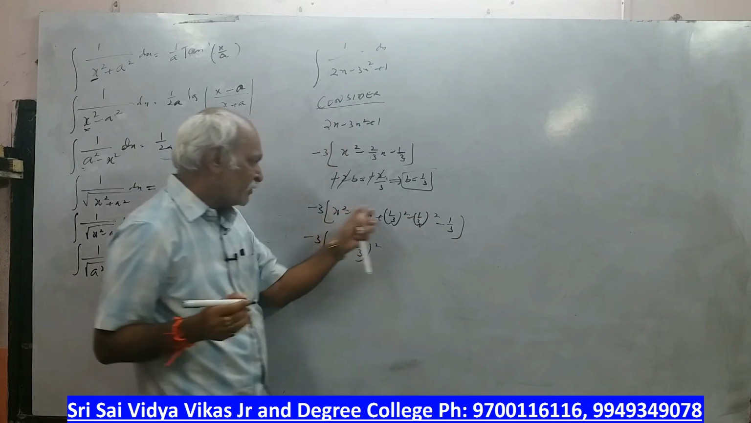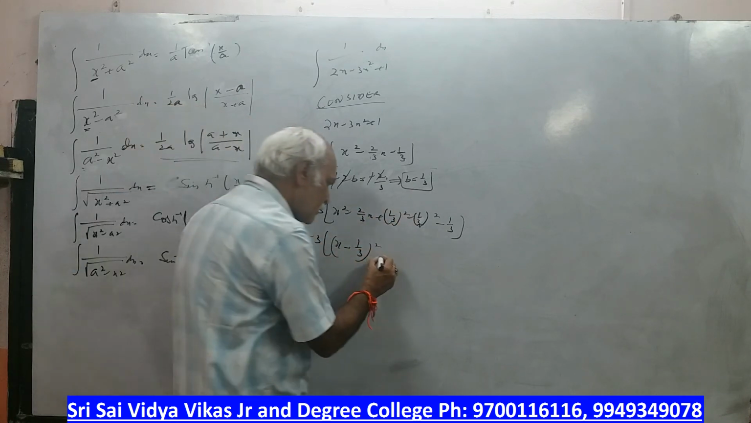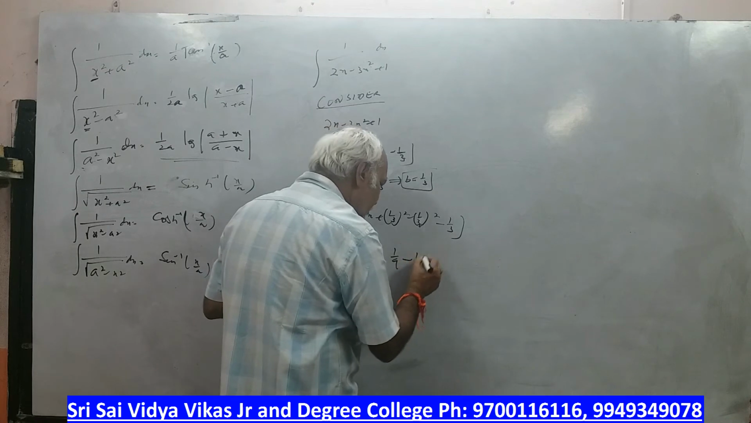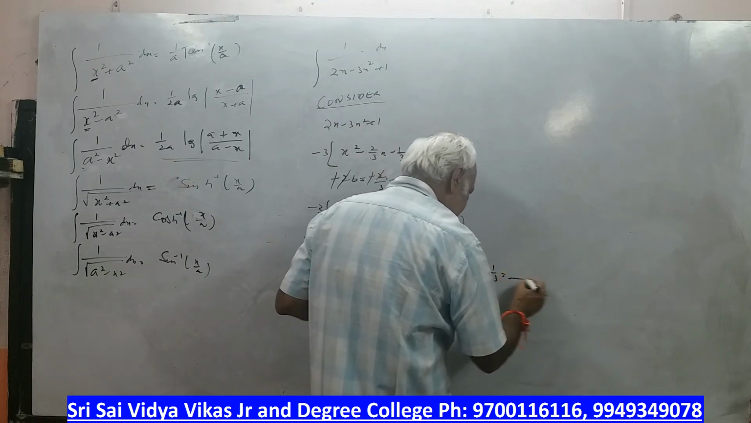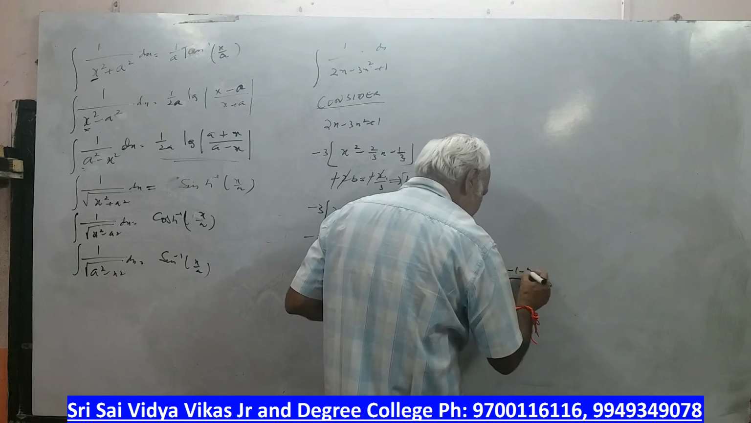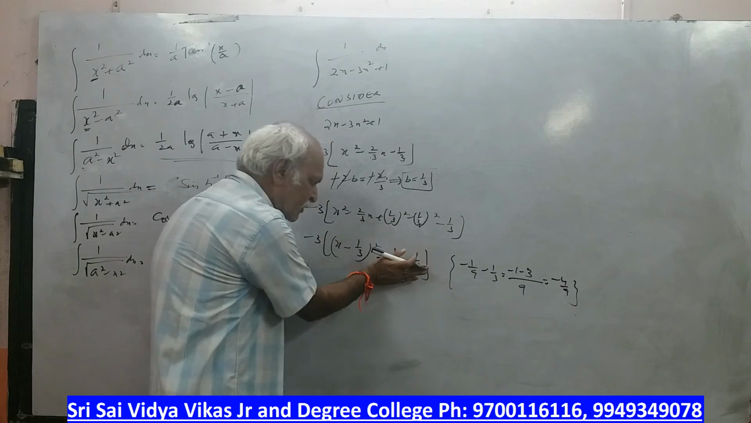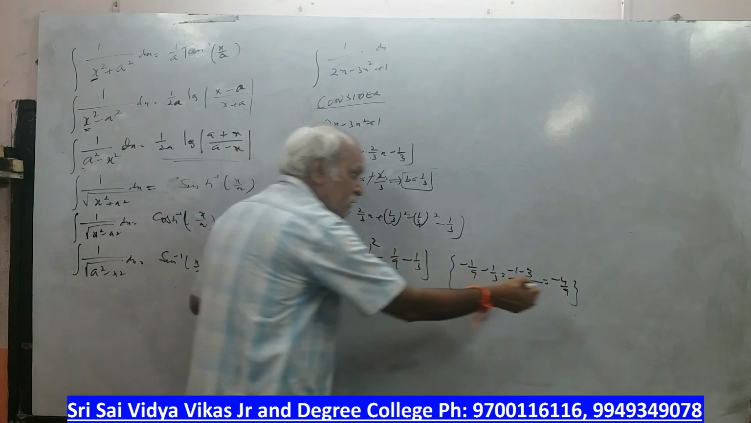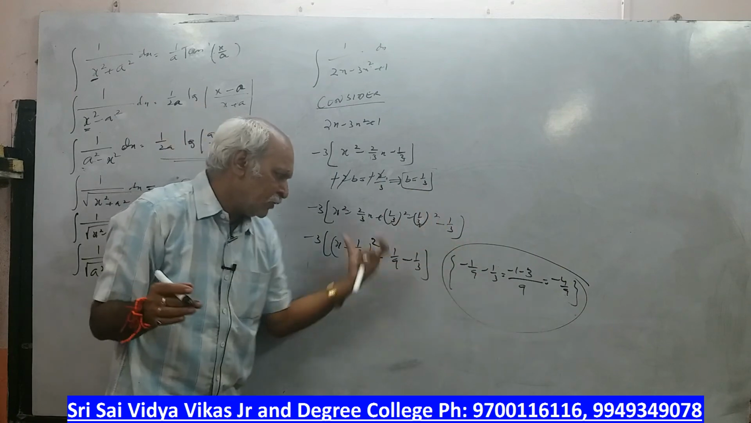Why? a square plus b square minus 2ab. Here minus sign is there, a minus b. Here minus 1 by 9 minus 1 by 3. Again flower bracket. LCM is 9, minus 1 minus 3, minus 4 by 9. Whatever sign here, forget about this, sir. Again I am repeatedly telling, this flower bracket is very, very important, sir.